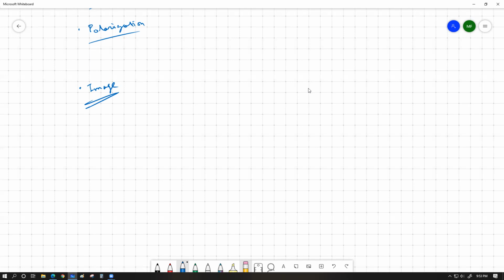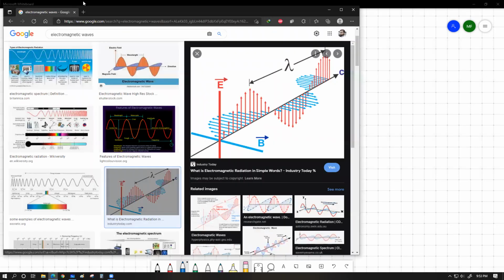Image is basically defined as... I actually messed up the actual definition of image. Let me just find this out.